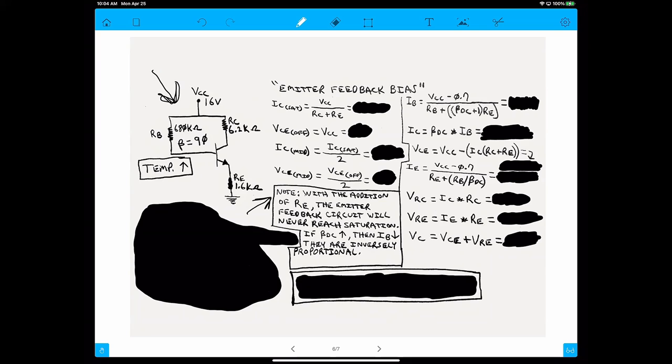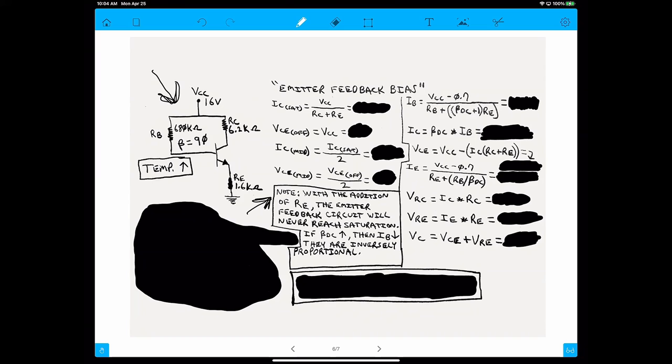Now, there's a little side note here. This little side note is for you to remember that with the addition of RE, the emitter feedback circuit will never reach saturation. So in this case, if beta DC goes up, then IB goes down. They are inversely proportional. So just keep that in mind. You will probably see this maybe on the test or something, but these are notes that you need to jot down or just make sure you remember.